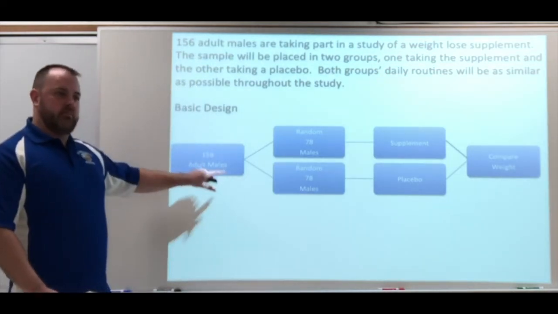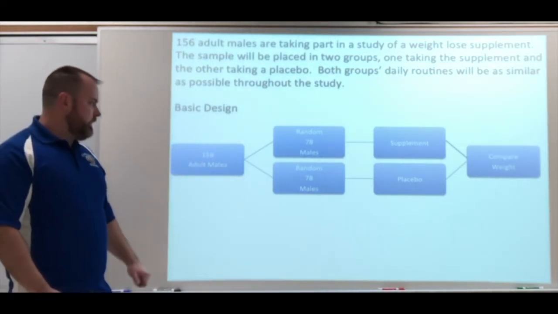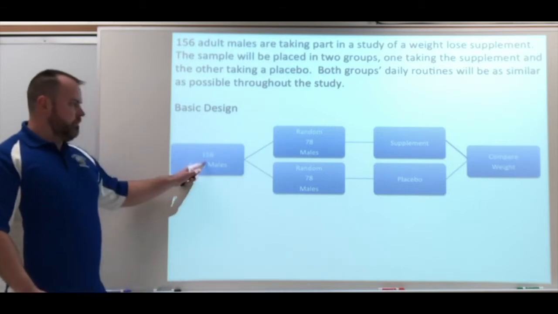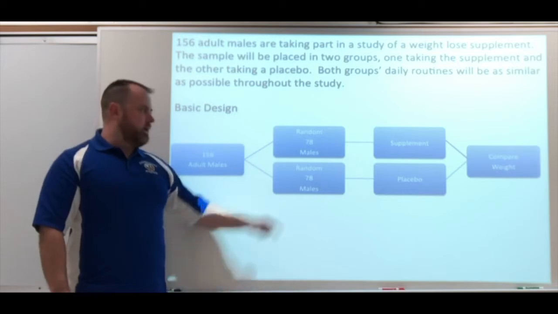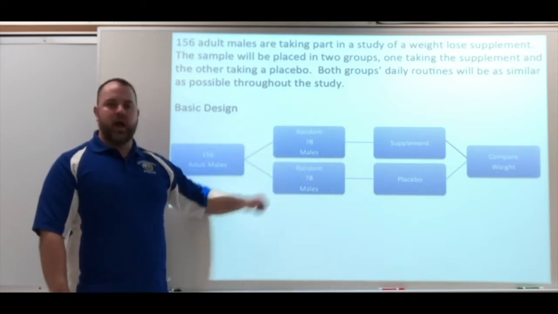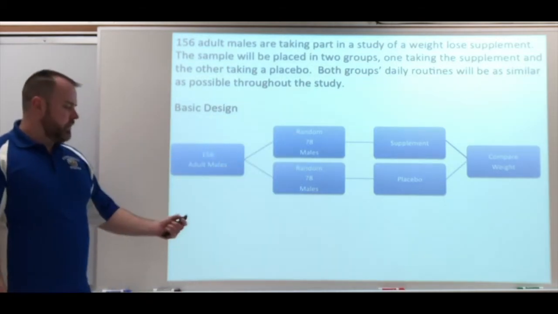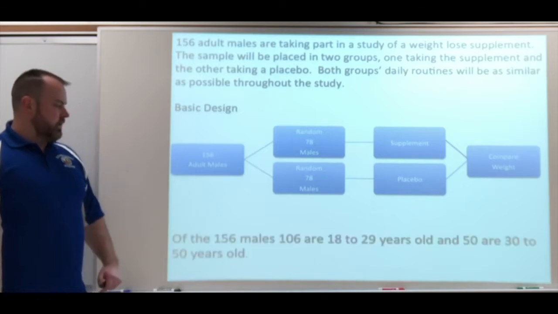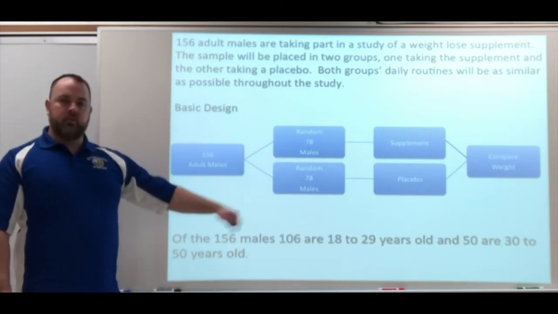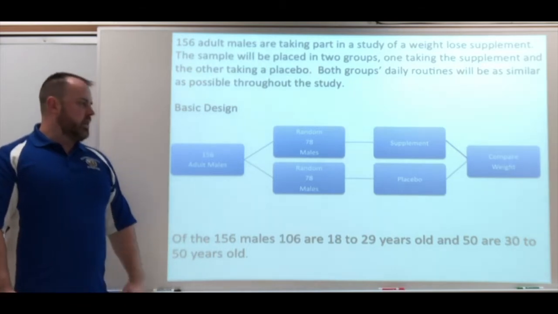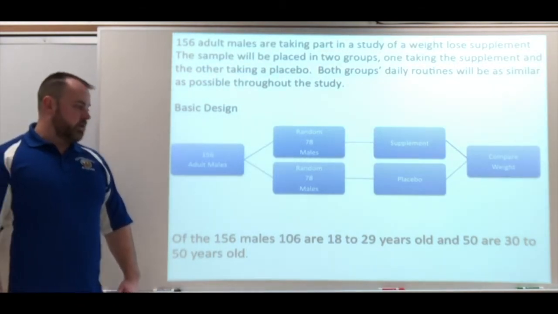This is considered a basic web design. Okay? We had our sample, our 2 treatment groups, and then we compare the weight at the end. Very important that you're showing when the random assignment is happening. Now, to get a little more detail here, out of the 156 males, 106 of them were 18 to 29 year olds, and 50 of them were 30 to 50 year olds.